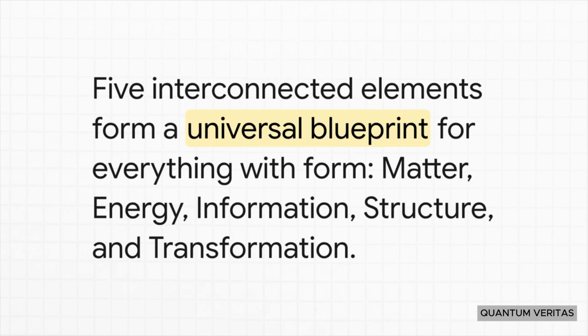So that's the model in a nutshell, a universal blueprint made from 5 interconnected parts. You've got the substance, which is matter, the drive, which is energy, the code, information, the structure, the systemic component, and the catalyst for change, transformation. According to this framework, that's the recipe for everything.